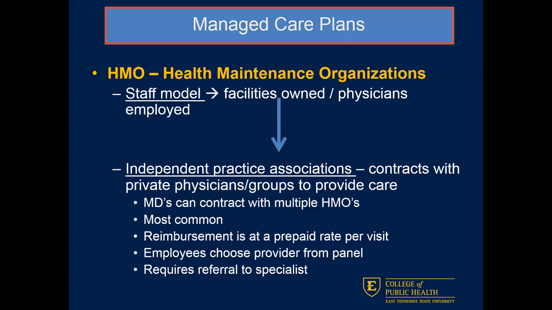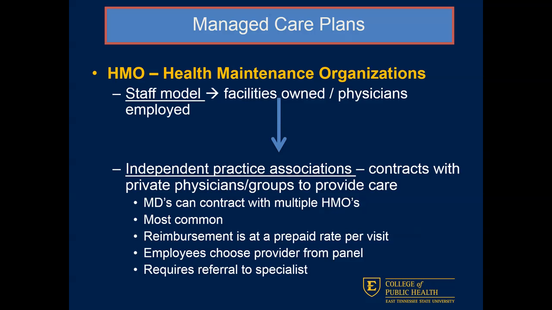But the two that we're going to be most concerned with for purposes of this class are going to be your staff and your IPAs. So under an HMO, or a health maintenance organization, when we talk about this type of managed care plan, the details behind it are concerned with a plan where employees get to pick a physician from a provider panel and provide health coverage, and they provide health coverage with providers under contract.